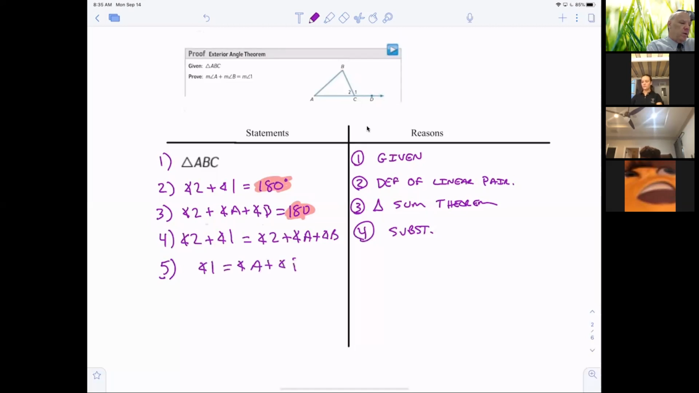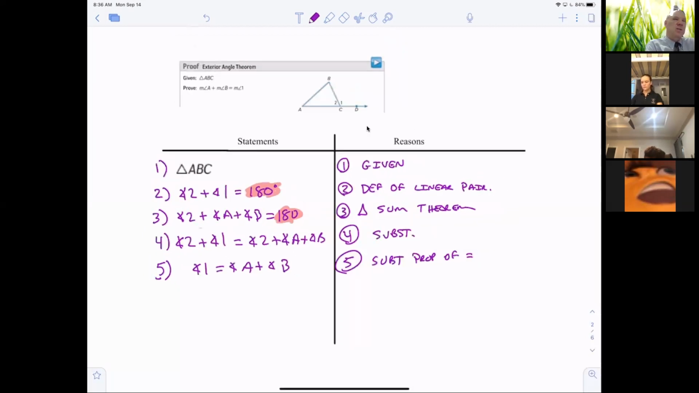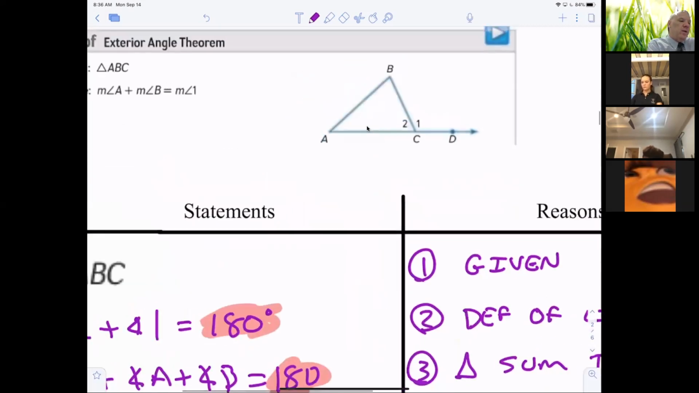Very, very good, kiddo. Good job. All right, and we just say that's subtraction property of equality. And that is the proof of the exterior angle theorem. So again, let's review. The exterior angle is always equal to the sum of the remote interior angles. Those are always equal.